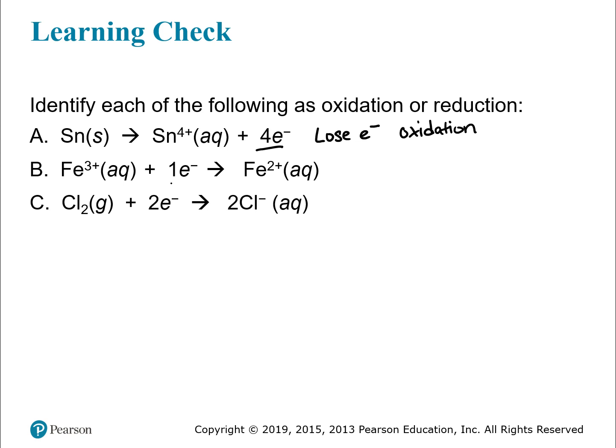In B, we've got our electrons on the reactant side. So that means we're gaining electrons. We're going from iron 3 plus to iron 2 plus. That's a reduction. In C, we're going from a molecule, which has 0 charge, and we're adding 2 electrons. That means we're gaining electrons, and it is again a reduction.